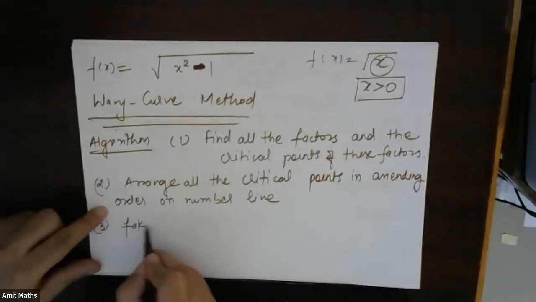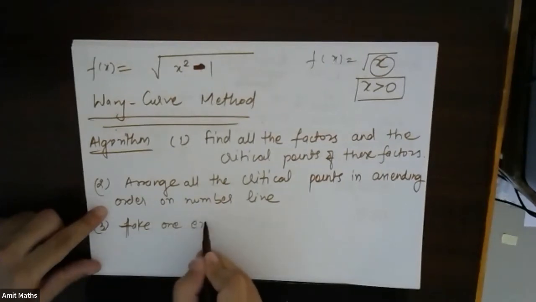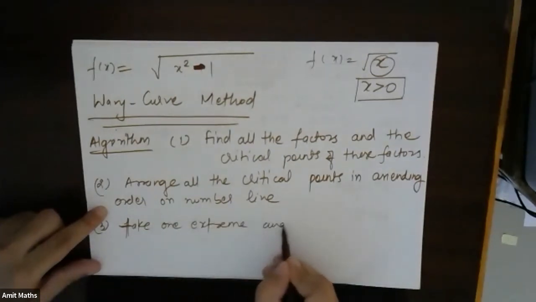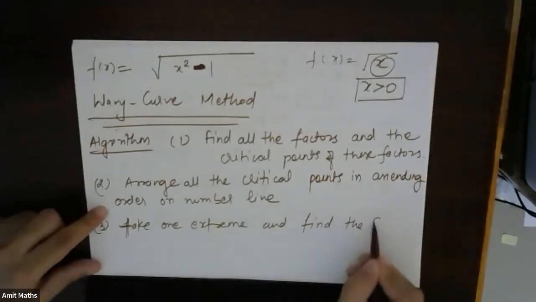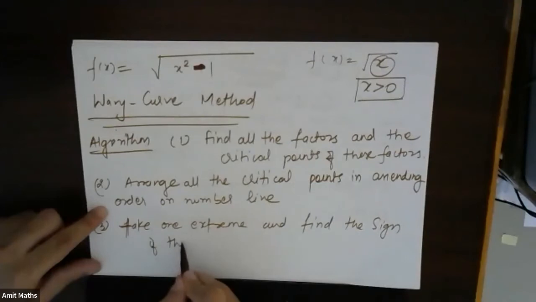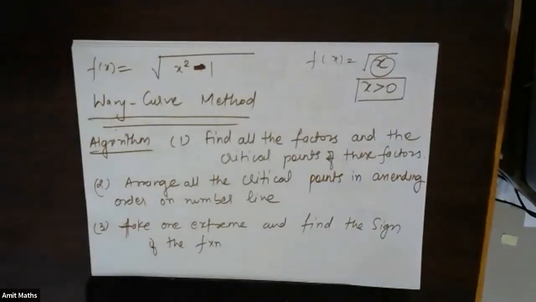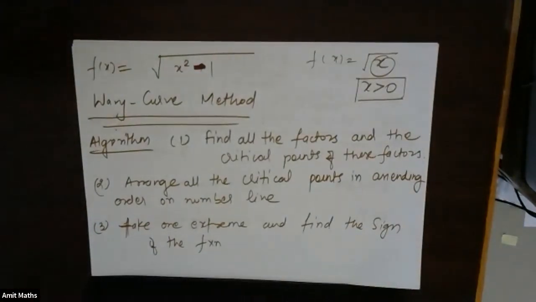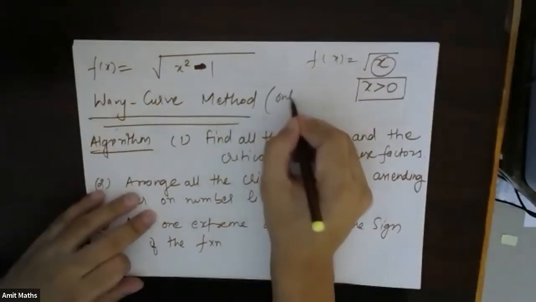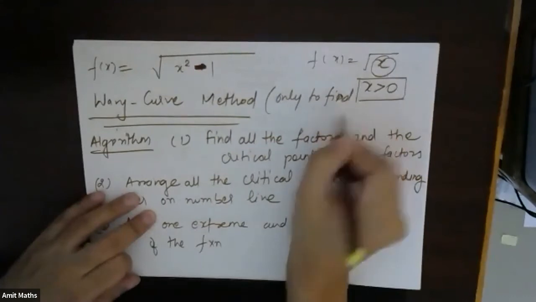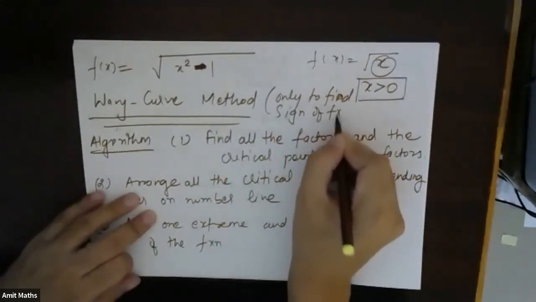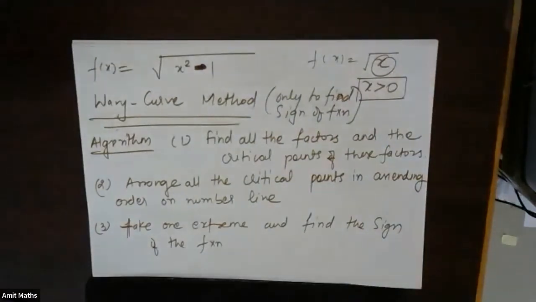take one extreme and find the sign of the function. Take one extreme and find the sign of the function. First you write all these 3 points, and then I'll explain what this means and how you can use this to find the sign of that particular function. Remember, this is only used to find the sign of the function.